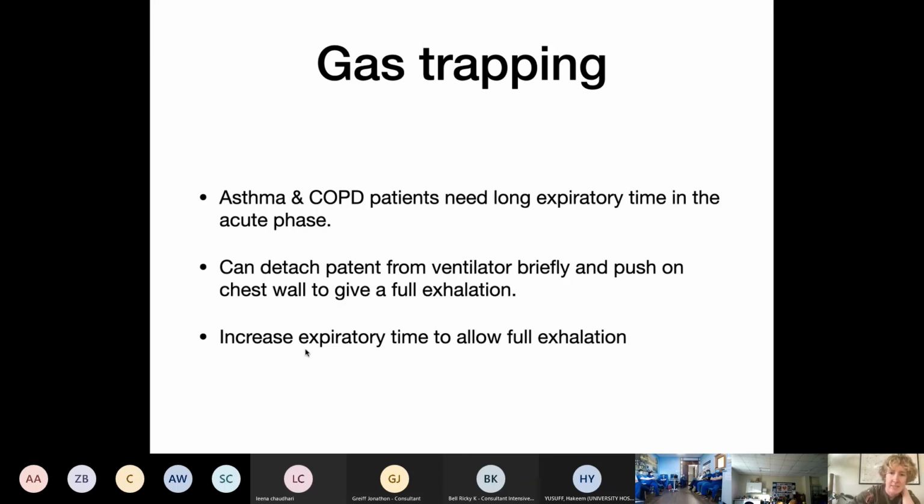And if you find yourself in that situation, you can detach the patient from the ventilator briefly, push on the chest wall to give a full exhalation, and then reattach them to the ventilator, and that might improve things. Or you can just increase the expiratory time to allow a full exhalation and look for the flow to return to baseline before a new breath is initiated by the ventilator.